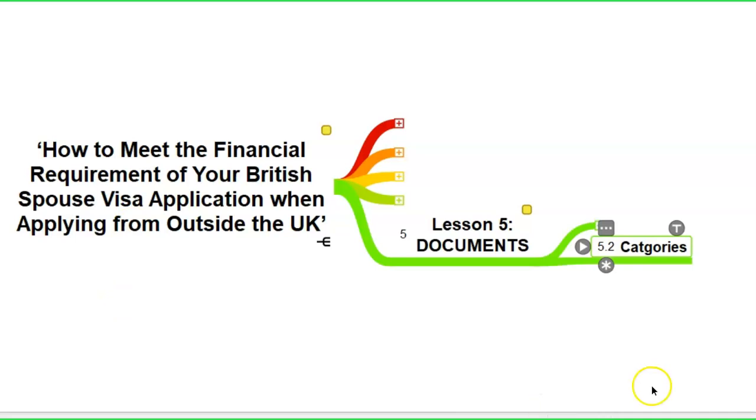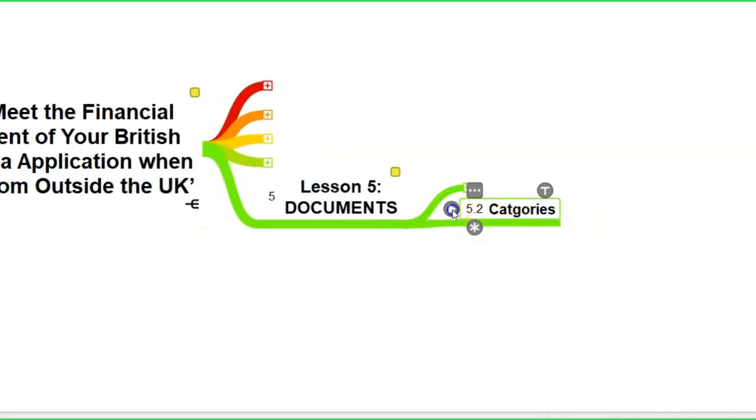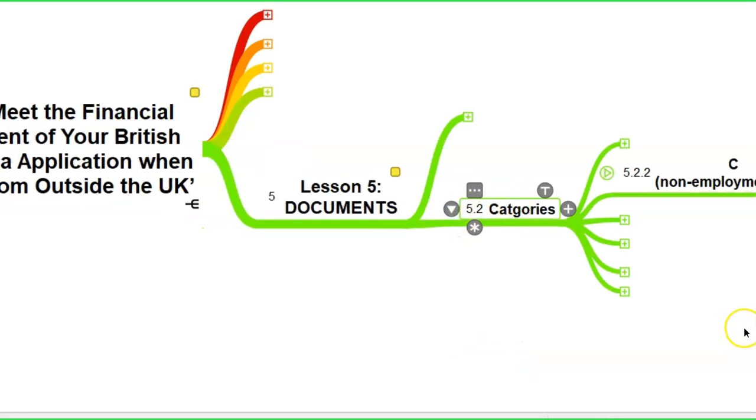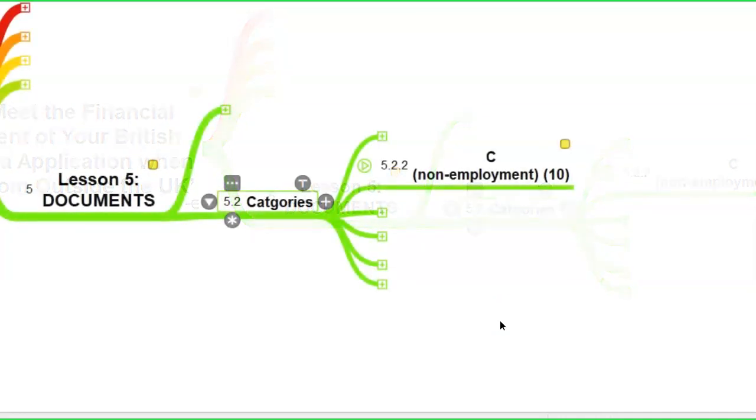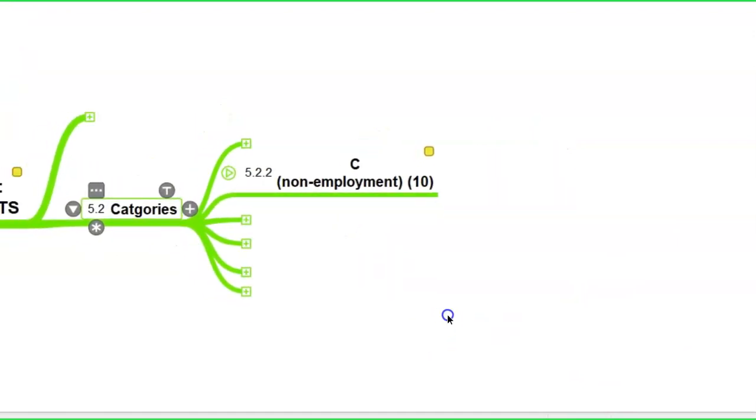Okay, so in this video, we are going to talk about category C, which is known as the non-employment category. So first of all, what is a non-employment income? In very generic terms, a non-employment income is an income that does not come from your employment. And the Home Office provided us with a very detailed and helpful list of everything which constitutes a non-employment income, and I have the intention of going through every single source which they have identified.